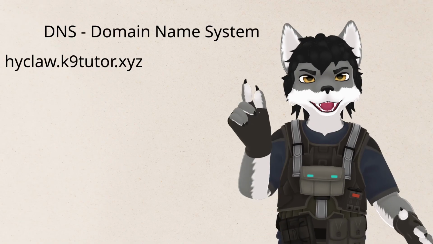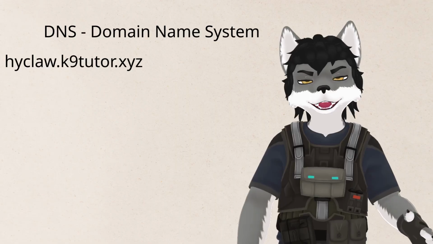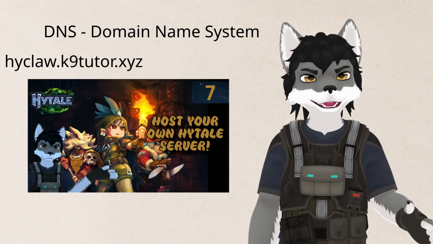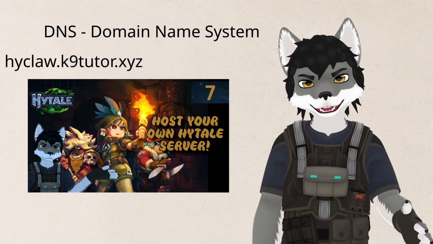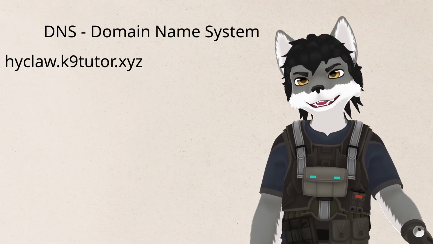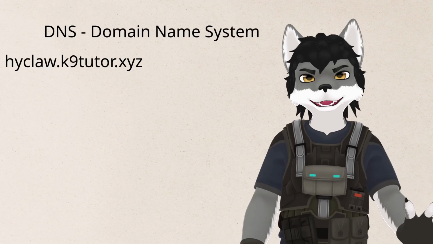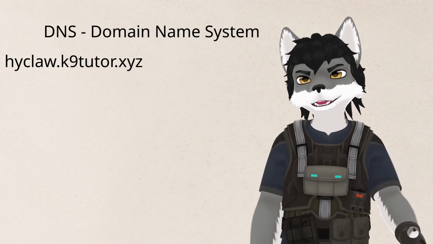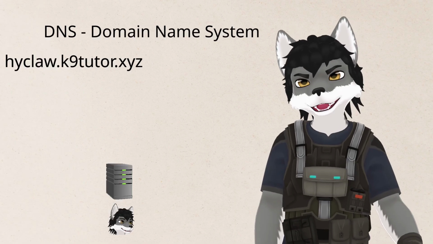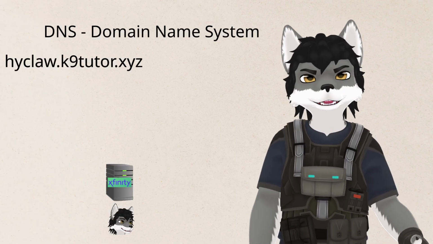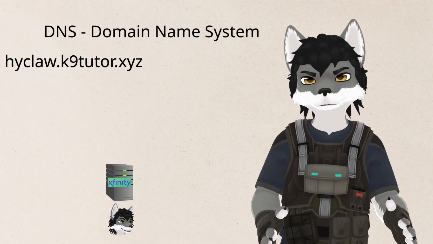This topic is going to be tied into what we did in video 7 of this series, in which I registered a domain name to point to my Hightail server IP address. And the way this process works in general terms is that your computer will ask a DNS resolver, generally provided by your ISP, to find the corresponding address for you.